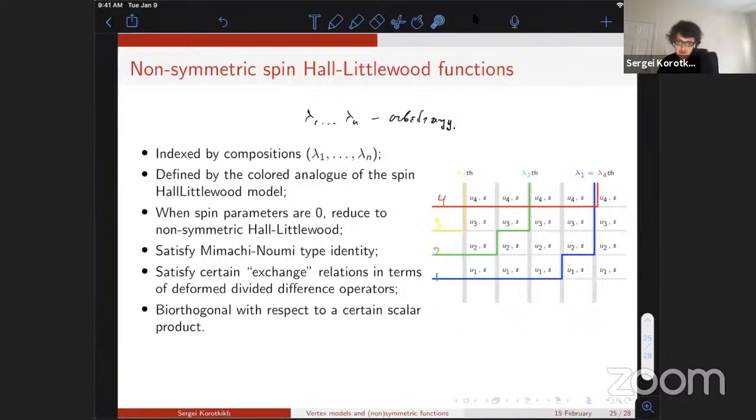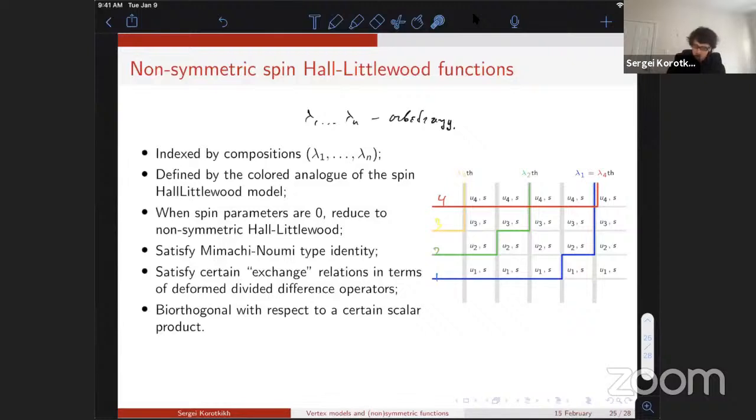And it turns out that after constructing this vertex model, we can repeat a lot of arguments from before with suitable modifications. Namely, we can prove an analog of the Cauchy identity called the Mimachi-Noumi identity, which is essentially a generalization of the Cauchy identity for non-symmetric functions. When spin parameters are set to zero, the resulting functions will coincide with the non-symmetric Hall-Littlewood functions. And instead of the argument which proved that our functions are symmetric, here we will not have this symmetry, but instead the symmetry will turn out as certain relations in terms of divided difference operators, which will connect these functions with each other. But basically, you can study these functions using the Yang-Baxter equation, and you can still prove a lot of properties of them.